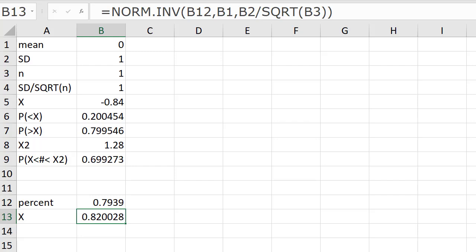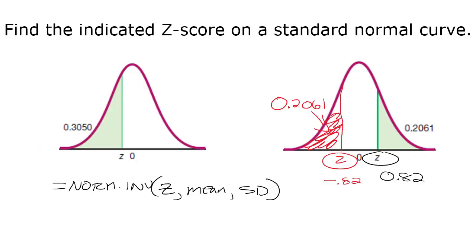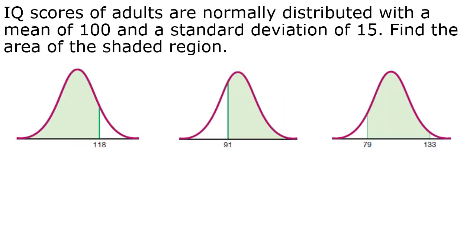It doesn't change once we change from a z-score to a regular question. Like, okay, now instead of z-scores, we're going to deal with an actual set of data, like IQ scores. And IQ scores of adults are normally distributed with a mean of 100 and a standard deviation of 15. And now they want us to do the exact same thing. Find areas under the curve, but instead of giving us a z-score, they give us IQ scores.